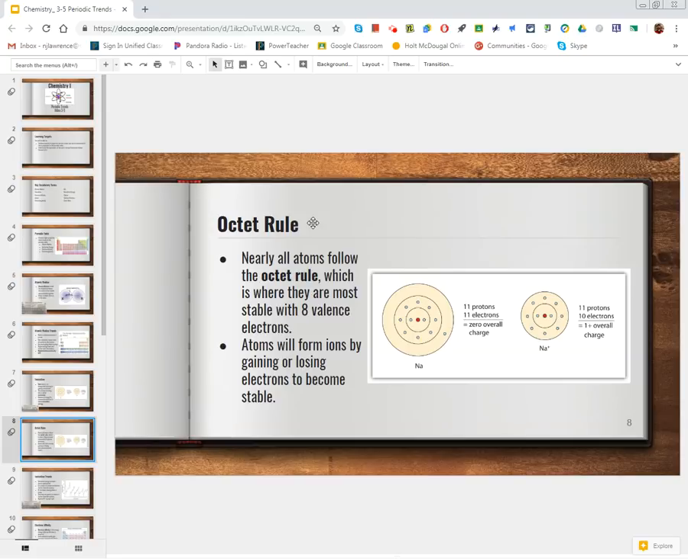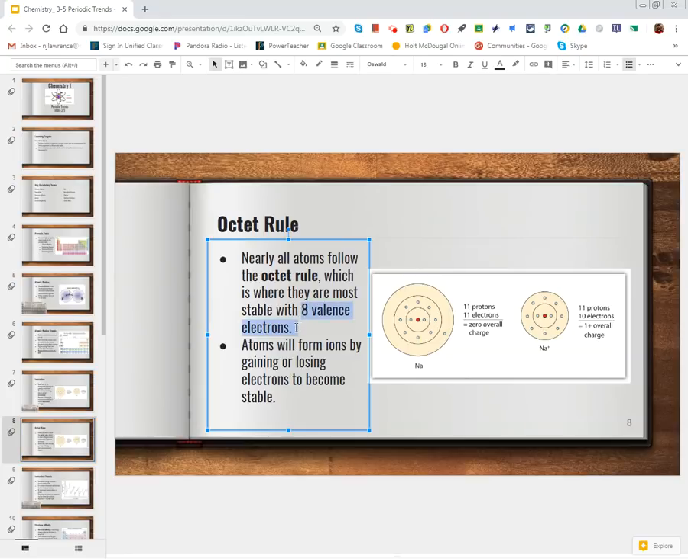We want to be stable, we want to be content, we want to be full. At the end of the day, if your belly is full, you had a pretty good day. And so the octet rule is the same idea. If at the end of the day an atom or an element can get a full outer energy level, they're going to be stable. They're going to be inert. They're going to be satisfied. And that's why we would use the word stable. So the octet rule simply says atoms want 8 valence electrons.